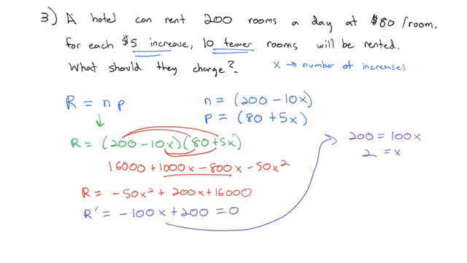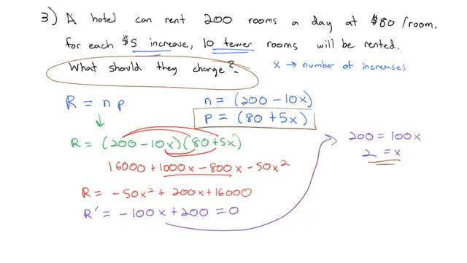So now the question is, what should they charge? Be careful, x equals 2. They should not charge $2 per room. We've got a function that says the price is 80 plus 5x. So we want to make sure we answer the correct question. The price is equal to 80 plus 5 times the x that we found was 2. So the price is 80 plus 10. They should charge $90 per room in order to maximize their revenue.